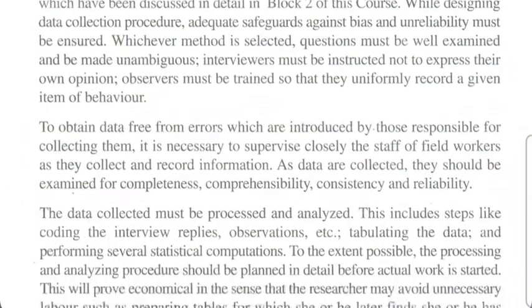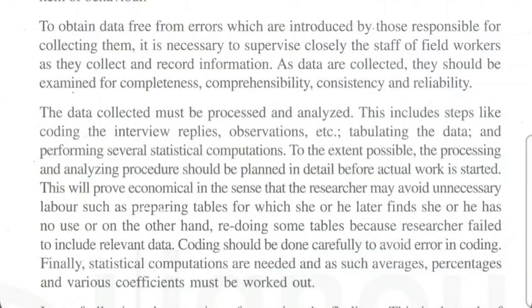To obtain data free from errors introduced by those responsible for collecting them, it is necessary to supervise closely the staff of field workers as they collect and record information. As data are collected, they should be examined for completeness, comprehensibility, consistency, and reliability. The data collected must be processed and analyzed. This includes steps like coding the interview replies, observations, etc., tabulating the data, and performing several statistical computations. To the extent possible, the processing and analyzing procedure should be planned in detail before actual work is started.